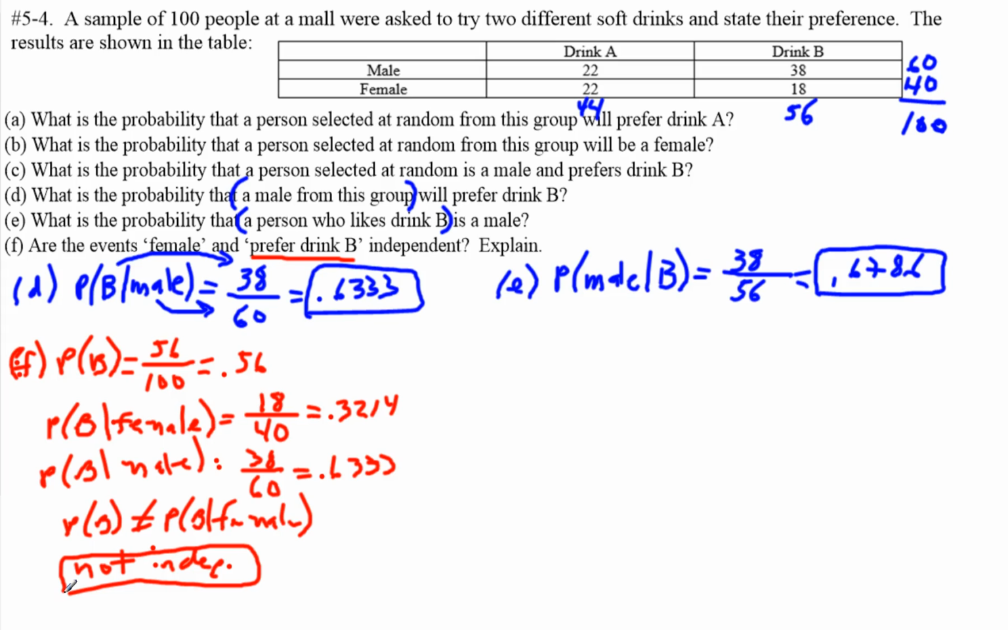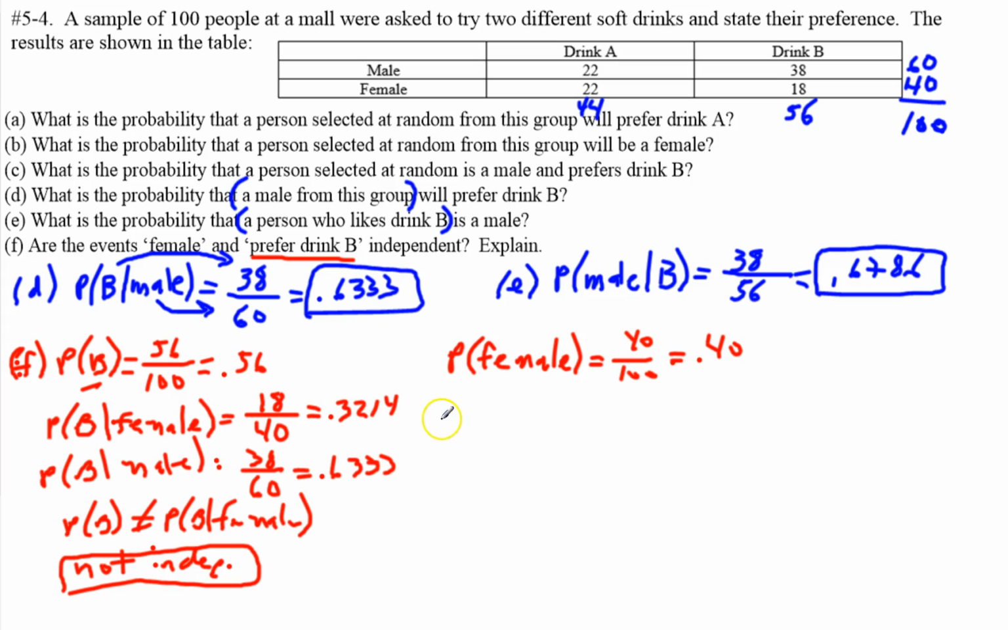Now, I chose to evaluate the probability of B occurring, drinking B, but I could also have done it by evaluating female. Let's check the probability that somebody is a female. We calculated that before. Out of all 100 people, 40 of them are females, so that's 0.40.